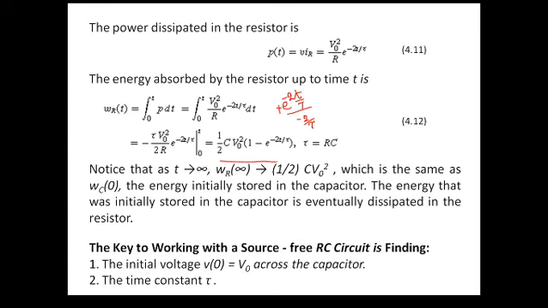So the key to working with the source free RC circuit is to find the initial voltage across the capacitor, and also we can find, as we already found, the current through the resistor, the power dissipated in the resistor, the energy absorbed by the resistor, and the time constant of the RC circuit.